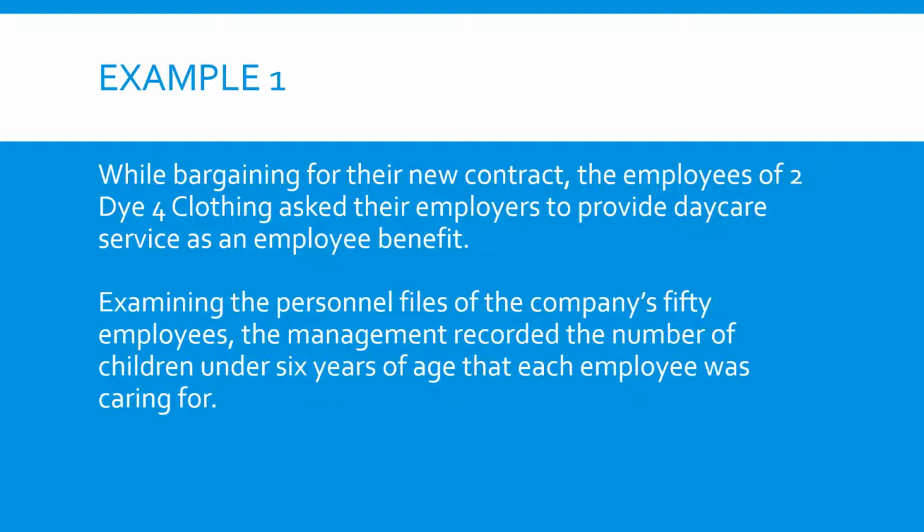Alright, so let's just summarize what's going on here. There's a bunch of workers or employees and they are bargaining for a new contract. They want their employer to provide daycare services. And what the management is going to do to determine if this is something that they're interested in is they're going to go to each employee and ask them, how many children do you have that are under 6 years old? Now, think about why they would want to know how many children they have that are under 6 years old. Why wouldn't they just ask, how many children do you have?